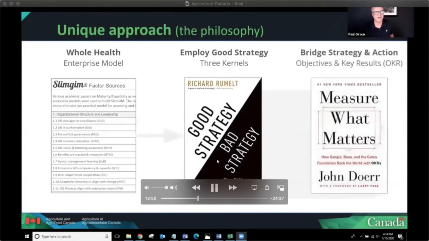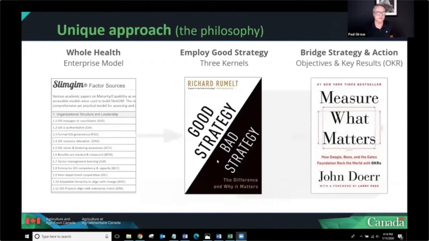And then how do you bridge strategy and action? That seems to be a challenge for everyone, the implementation side of things. So we've taken a page from Intel and Google and the big shops: OKRs, which is becoming quite common, meaning objectives and key results. So these are some resources for you if you want to dig in.